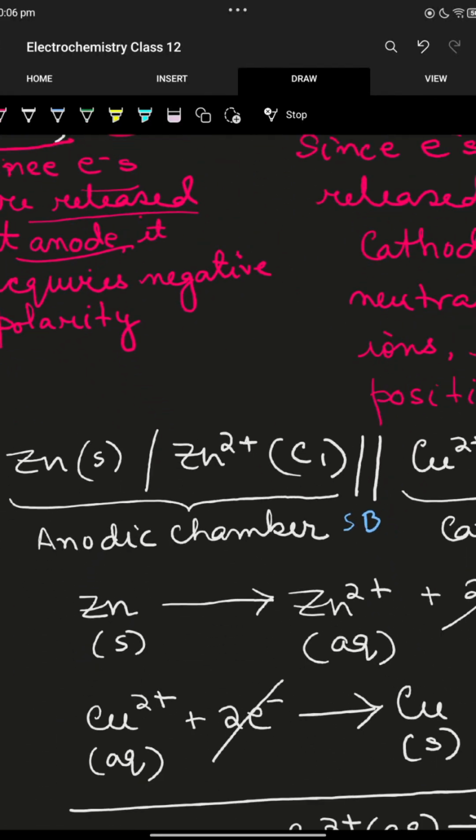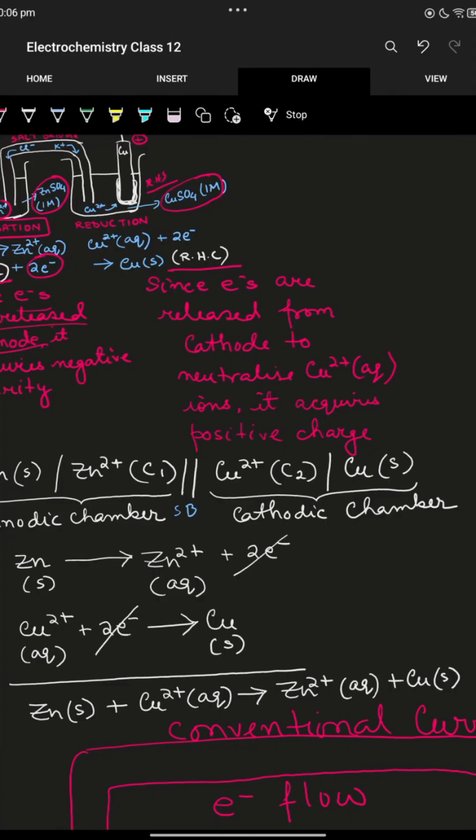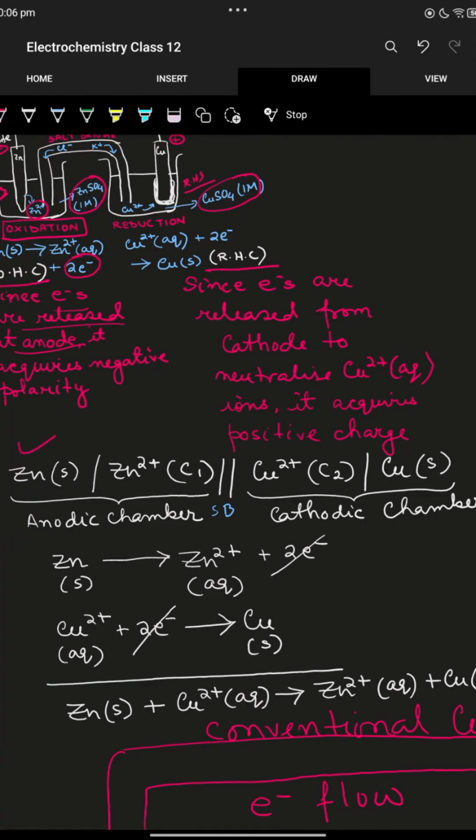So here this is the cell notation. You are supposed to write cell representation, and in the cell representation you get the entire information regarding the cell. You see, zinc electrode is shown by S. So zinc to Zn2 plus, and this double line is the salt bridge, and on the right hand side you have Cu2 plus to Cu.